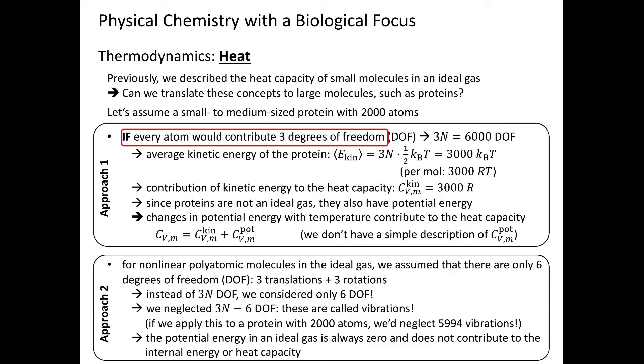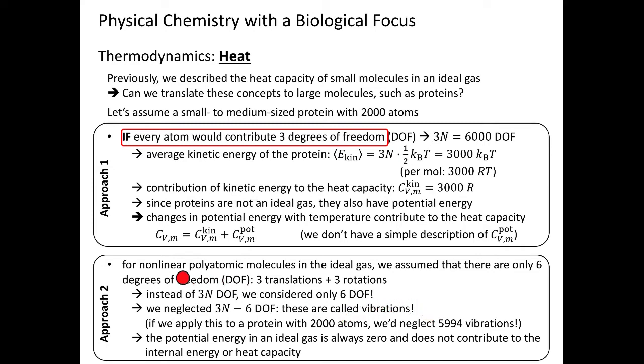Now a second approach. Why don't we just assume that our protein or large molecule is simply another example of a nonlinear polyatomic molecule, just like in the ideal gas, where we assume that there are only 6 degrees of freedom, 3 translations and 3 rotations. So instead of 3n degrees of freedom, instead of 6,000 degrees of freedom, we only consider 6. What we do in this case is that we are neglecting 3n minus 6 degrees of freedom. And these 3n minus 6 degrees of freedom are called vibrations.